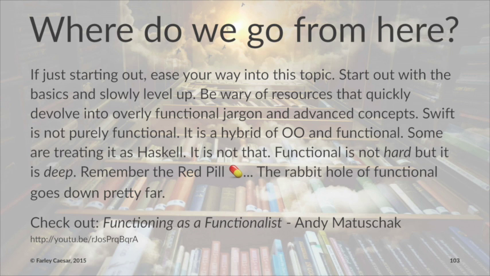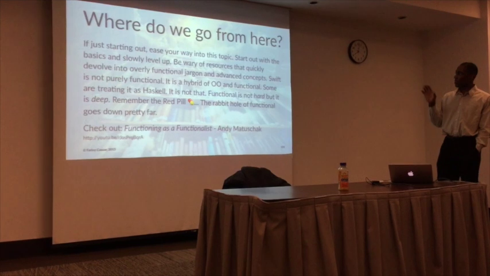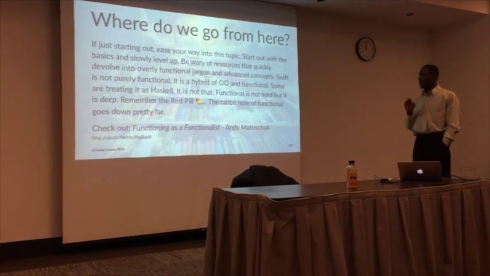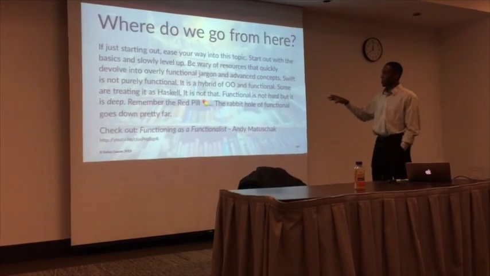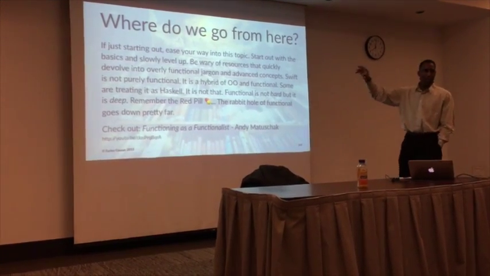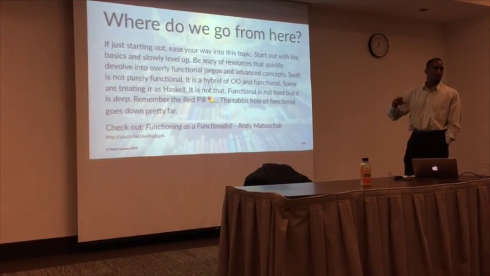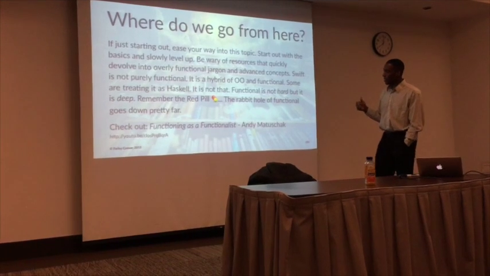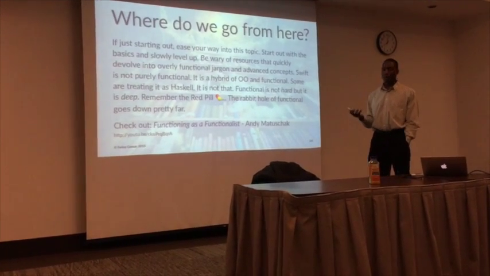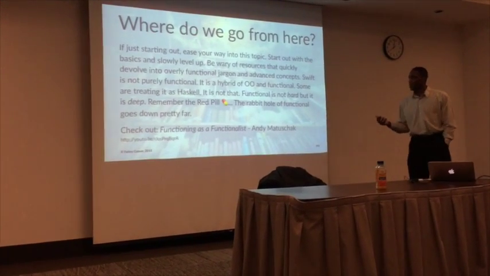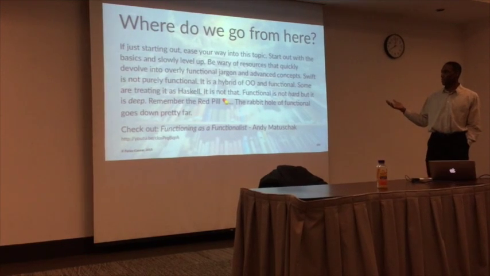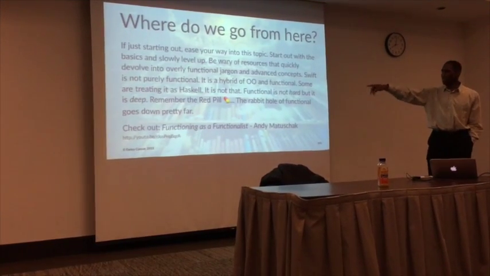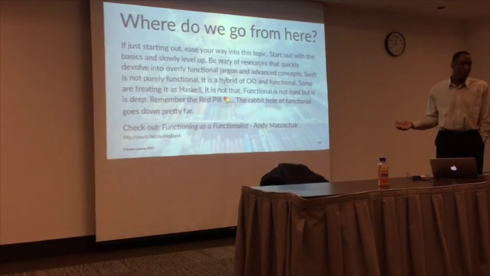But let's not call it something it's not. Swift is not a purely functional language. It's a hybrid of OO and functional. And because of that, some treat it like Haskell and try to do very advanced things in it, but it starts to fall down. It just doesn't have that kind of support. But it does have enough support where you can use functional techniques to make your programs better. And remember the red pill. The rabbit hole of functional goes down pretty far. And by the way, I know it's not a red pill, it's red and orange, or red and yellow, but emoji is what it is.